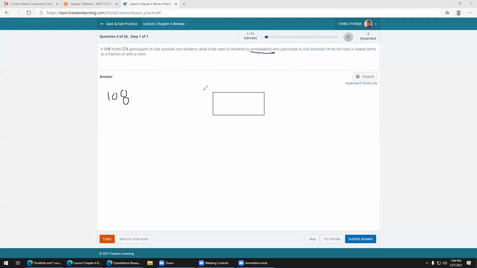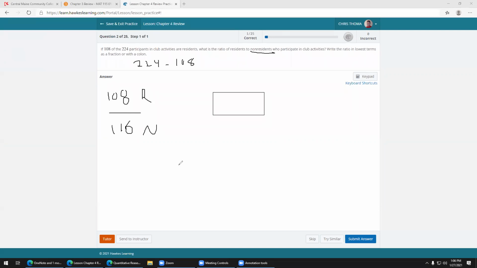So then I have to take 224 and subtract 108, which gives me 116, right? So 224 minus 108. That will give me the 116 for the non-residents. And I have 108 of the residents. And now I do have to simplify that, right? I think 4 can go into both of those. So let's try that. So 108 divided by 4.